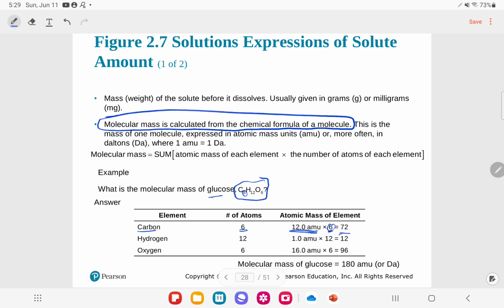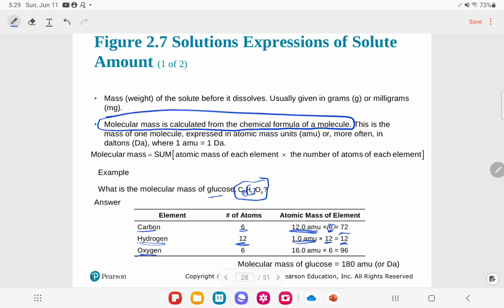And we get 72. And so for hydrogen, how many hydrogens are there? There's 12 of them, right? And what's the atomic mass of hydrogen? It's going to be 1. If we remember looking at the periodic table, hydrogen is number 1, okay? And so how many hydrogens are there? There's 12. So multiplying the mass times 12 of them, we're going to get 12.